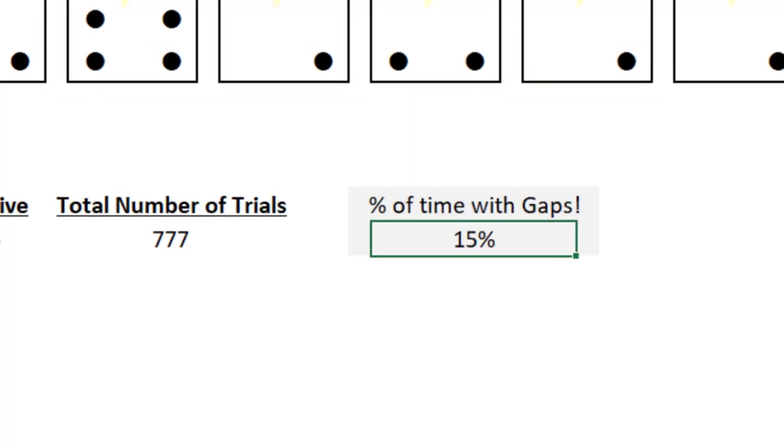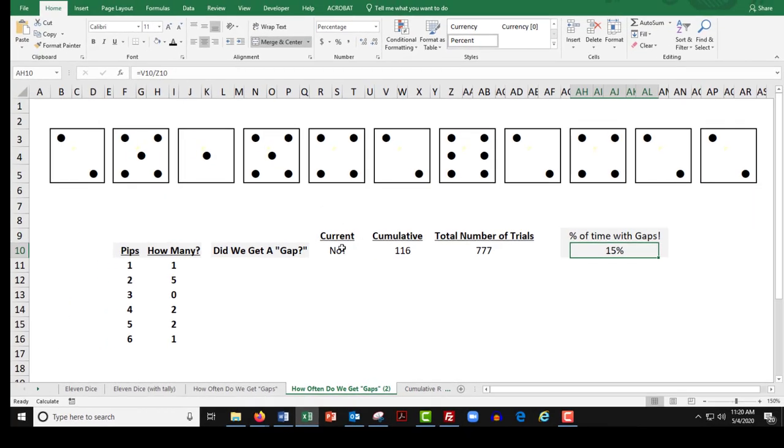So I just pressed F9 a bunch of times and didn't get any results that had gaps. However, what this tells us is 15% of the time we should get gaps. There's one there.